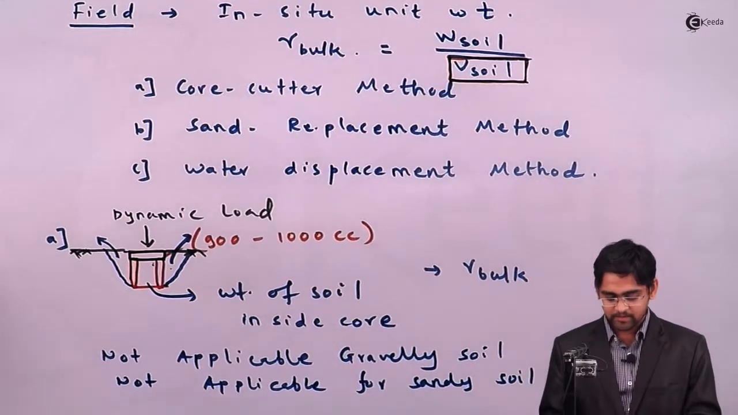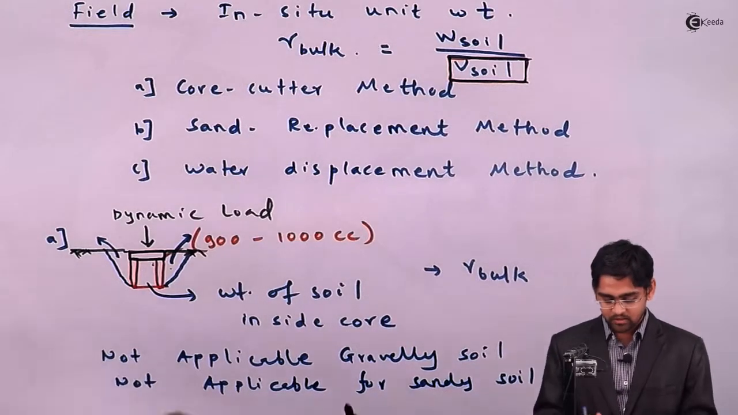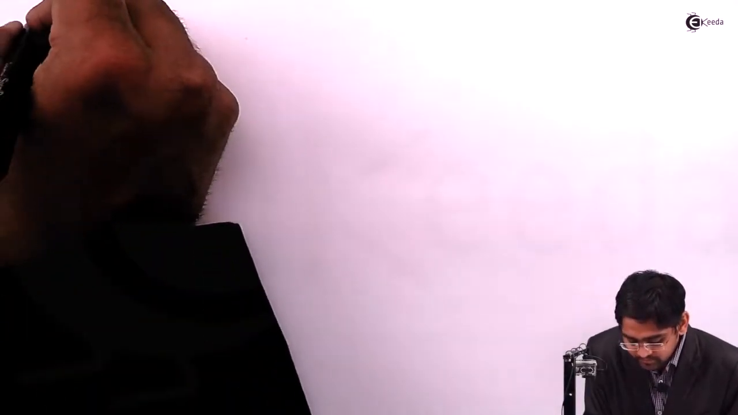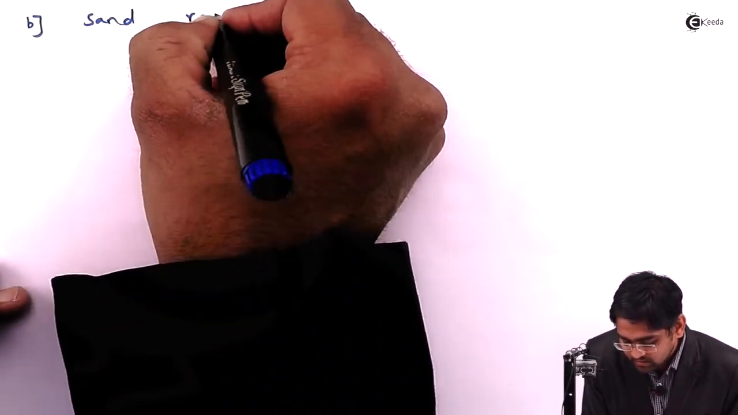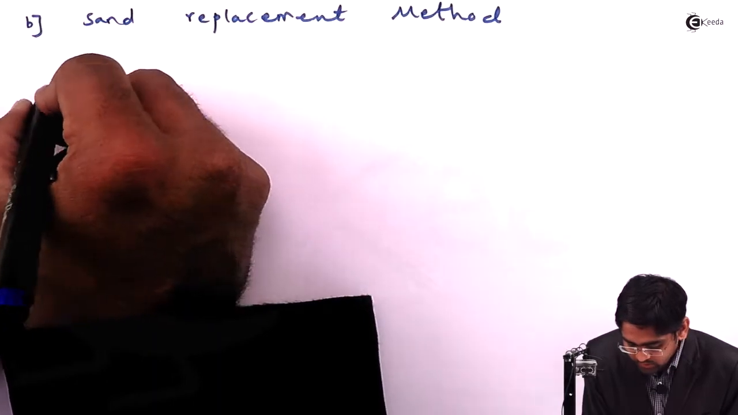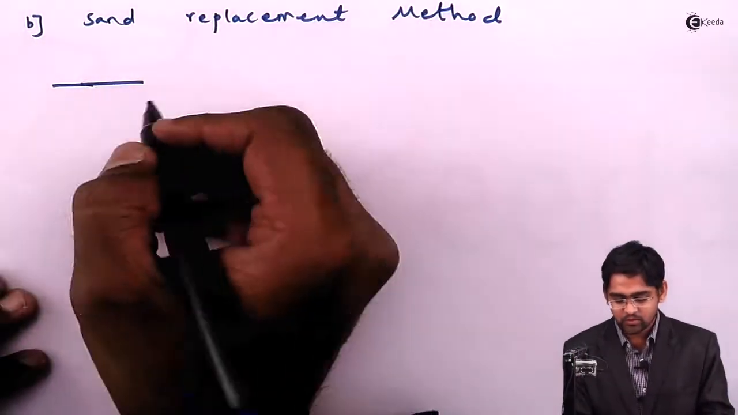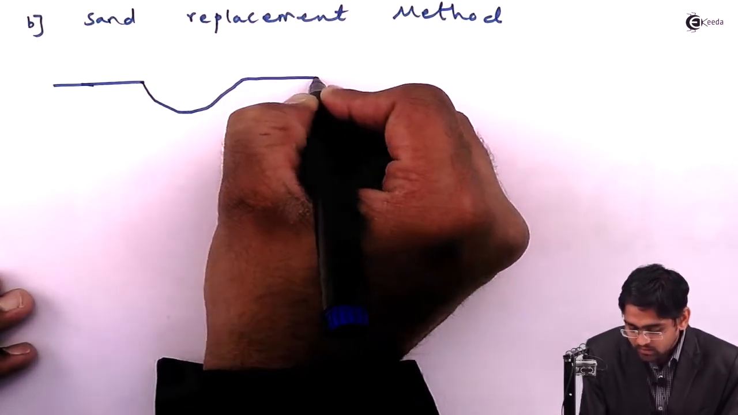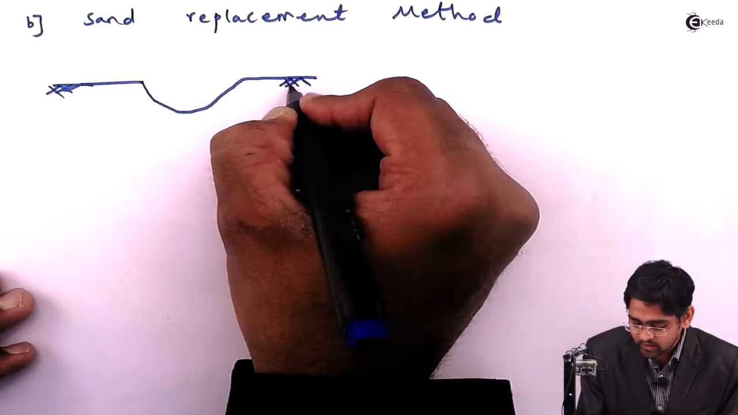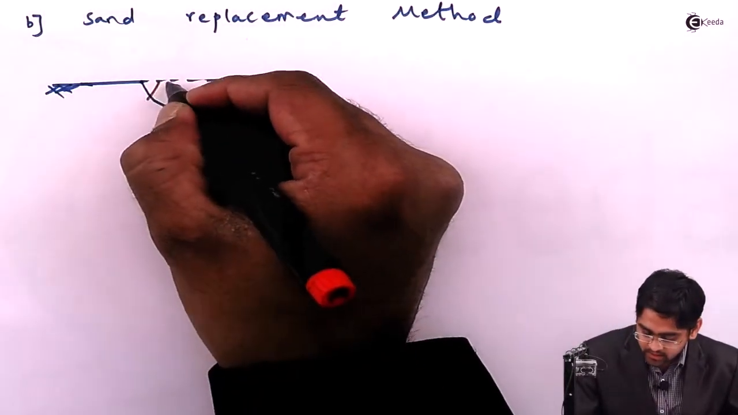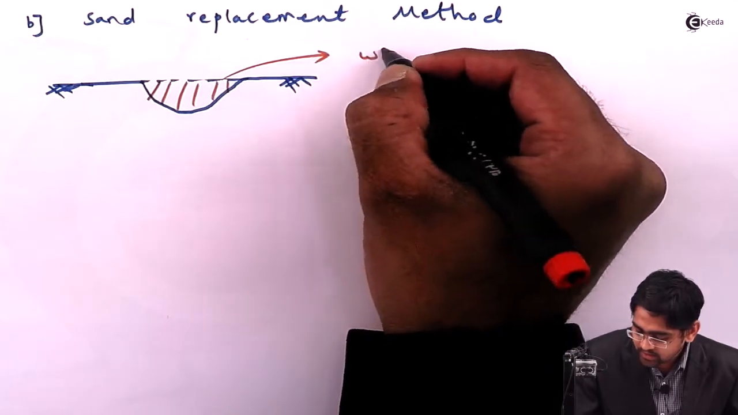For such type of soil where it is not possible to use this particular method, we have another classical method, which is nothing but the sand replacement method. What you will do here, in the sand replacement method, you dig a hole. So original ground looks like this. So we'll dig a hole. After digging the hole, you will take the soil inside the pan and you will measure its weight.